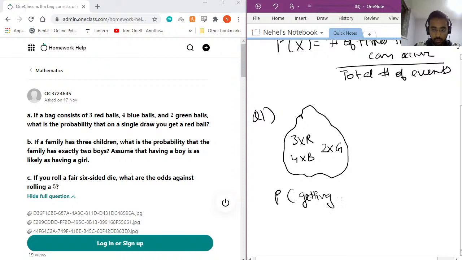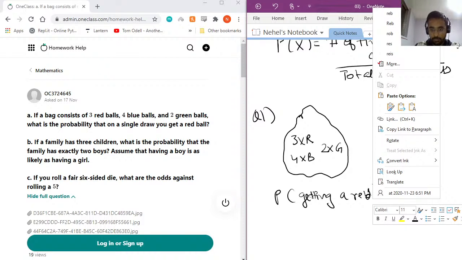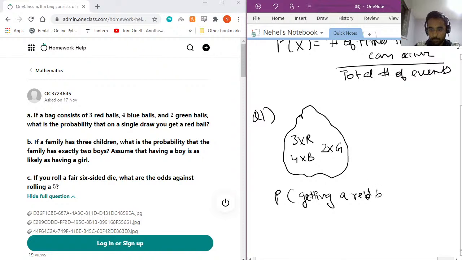So in our case, the probability of getting a red ball is equal to, as we said, there are 3 red balls, so 3 divided by the total number of balls, which is 9. So this is also equal to 1 over 3. So we have a 33% chance that if we put our hand in the bag, we'll get a red ball.